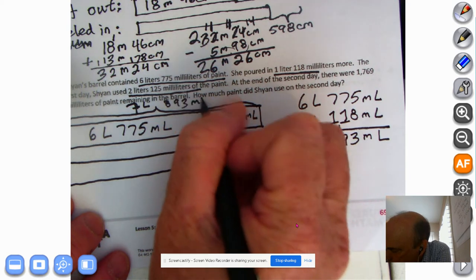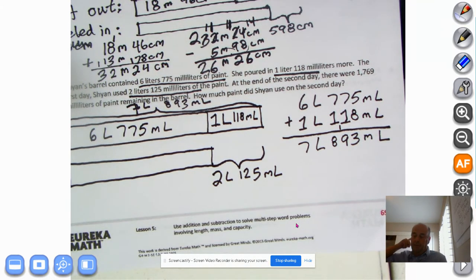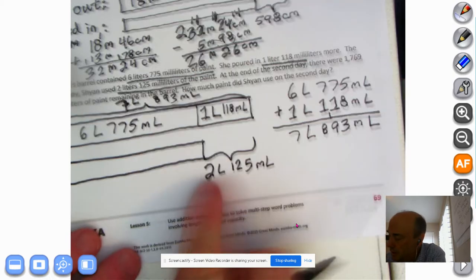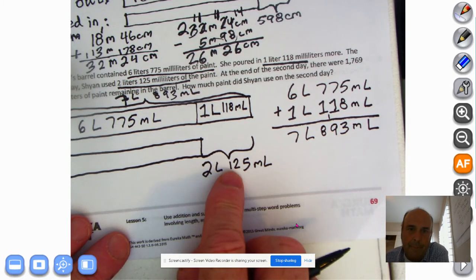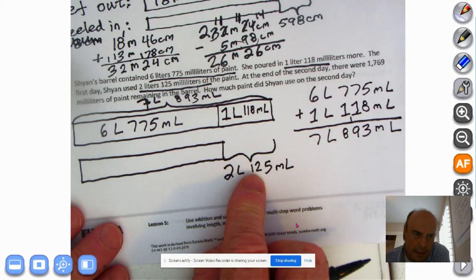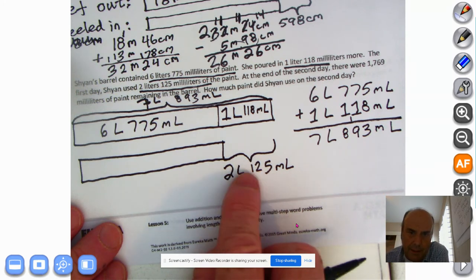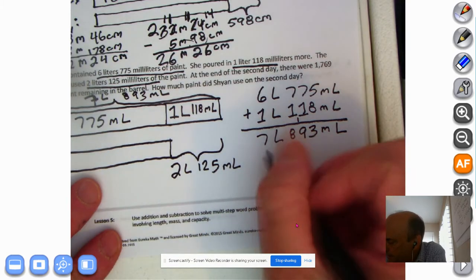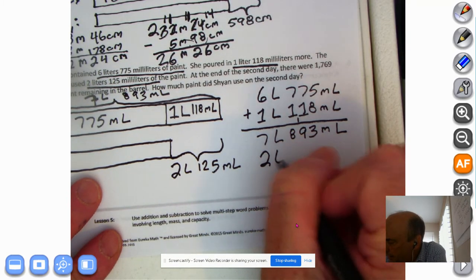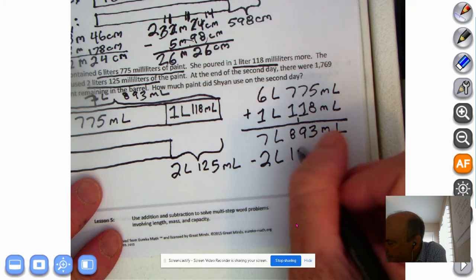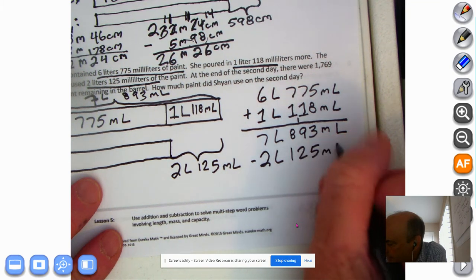Now what we have to figure out is that after the first day, she used this much right here. So we have to subtract this from that. Why don't we put this underneath here: 2 liters, 125 milliliters.